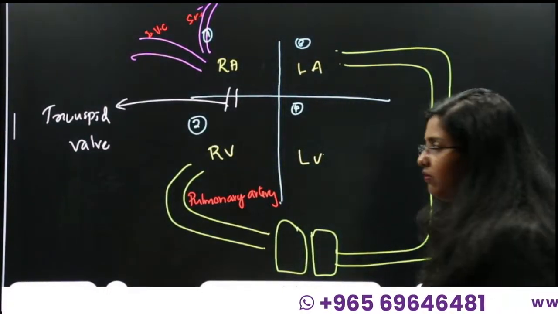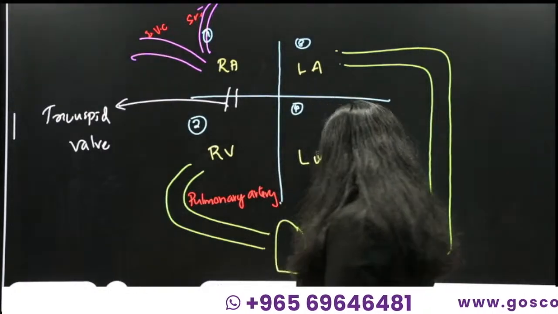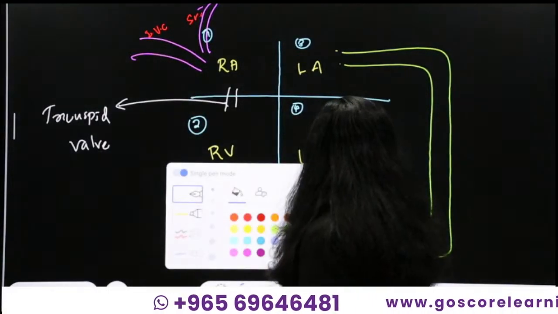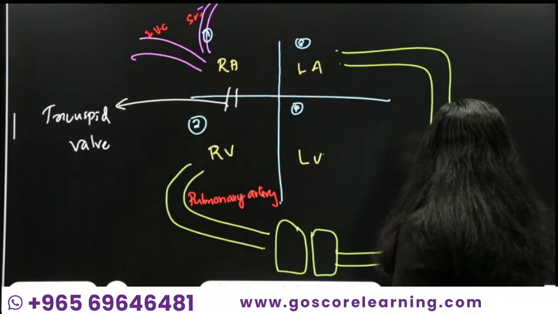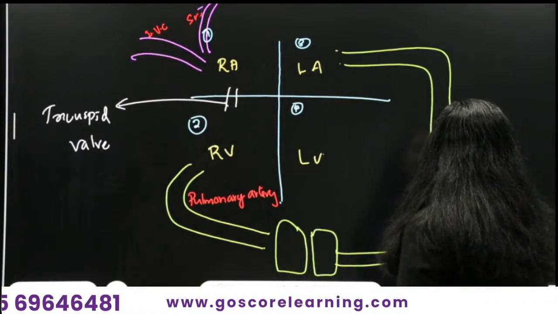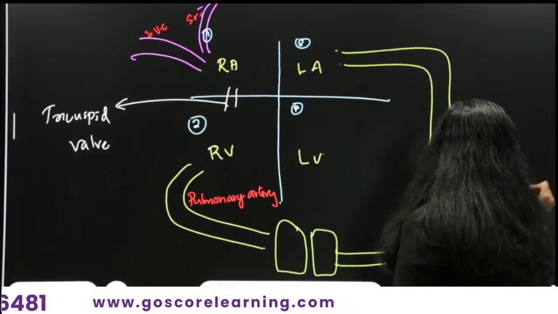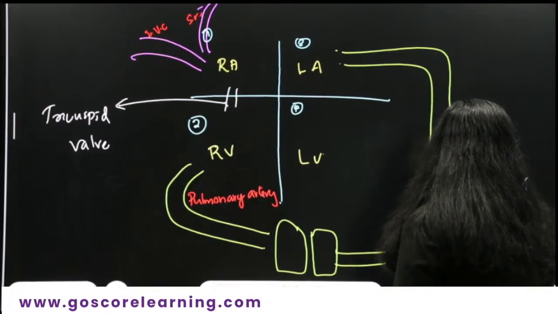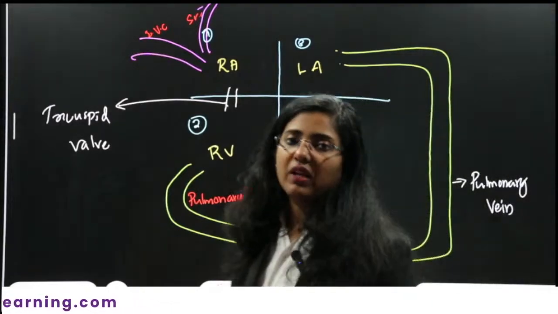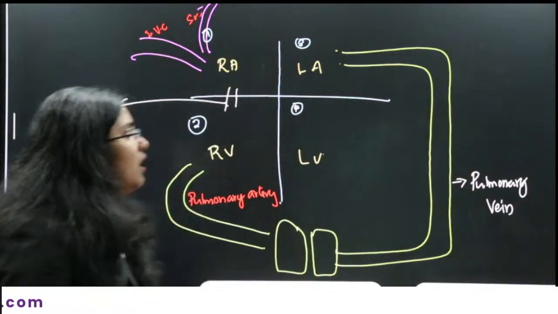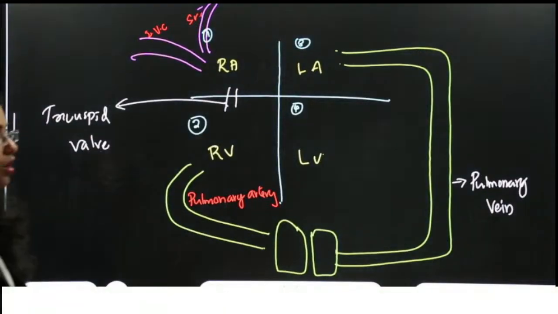Okay, if you consider this left atrium, so what is this? This is pulmonary vein. After oxygenation, we could say pulmonary vein is the only vein which carries the oxygenated blood.